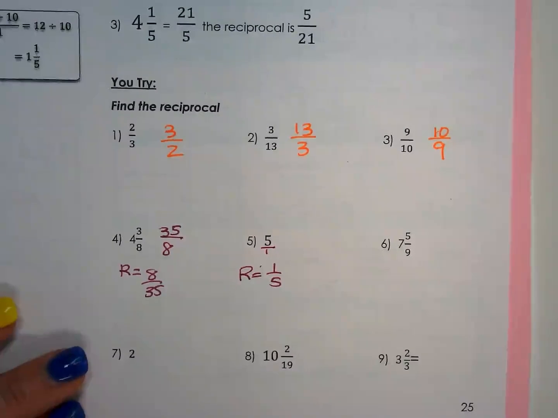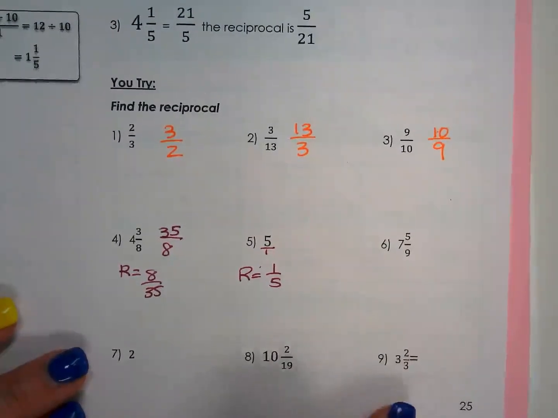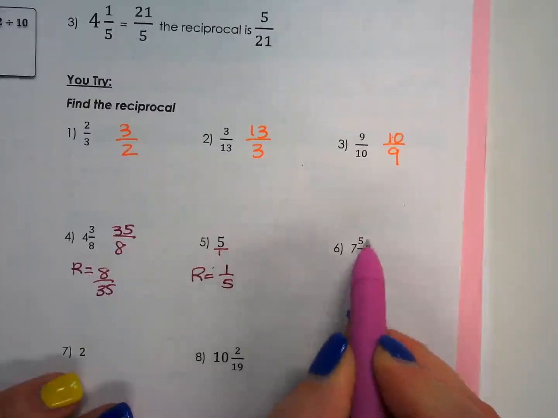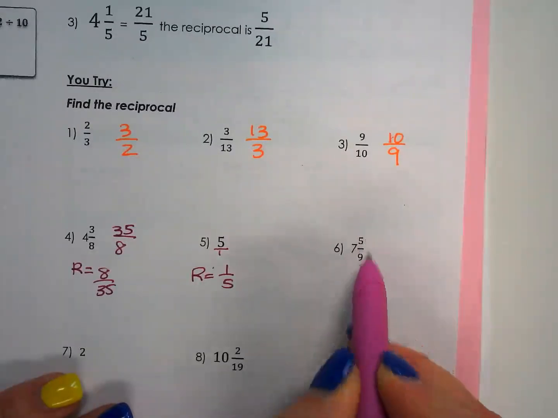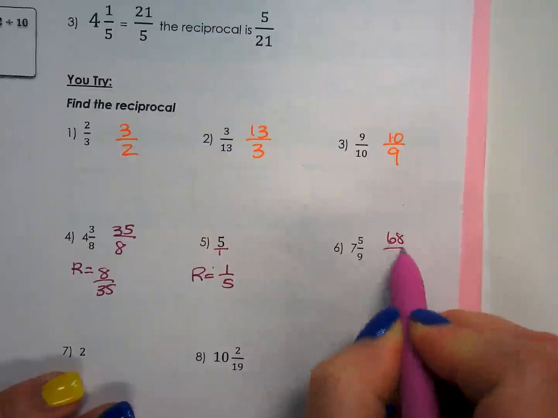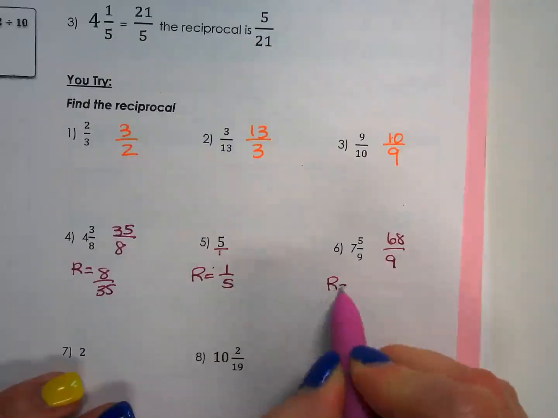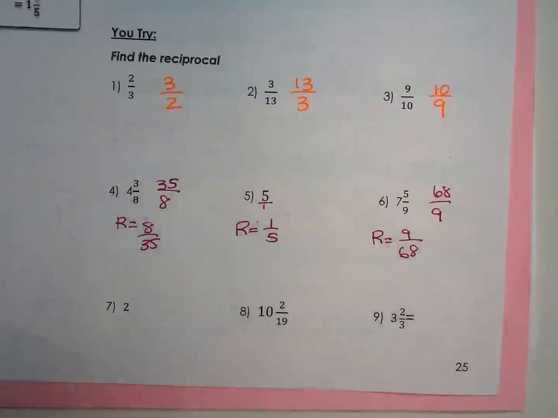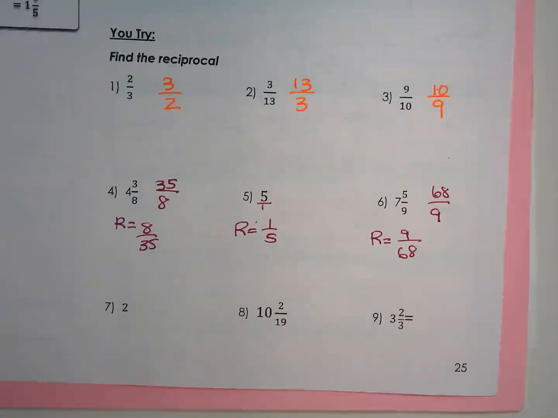Okay? Somebody who I haven't talked to yet. Matthew, do number 6 for me. 7 times 9 is 63, plus 5, 68, and then 9, so 68 over 9. You got it. Beautiful. And we've already done all those. So that's a reciprocal. Anybody have a question on what a reciprocal is?